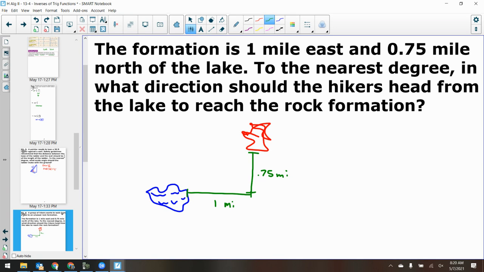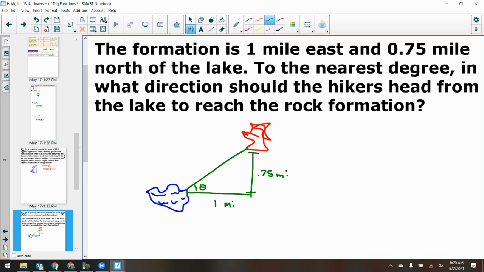Trigonometry is used a lot to tell bearings. Like if you're out on the ocean, or in a plane, trigonometry is used all the time to give you direction. Because I just created a right triangle to figure out what angle, what bearing I need to go.